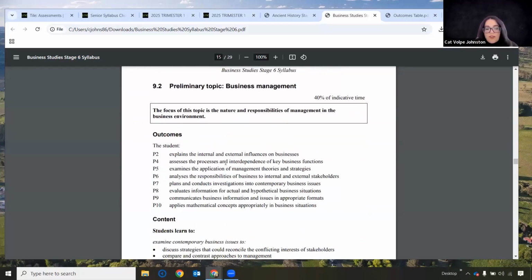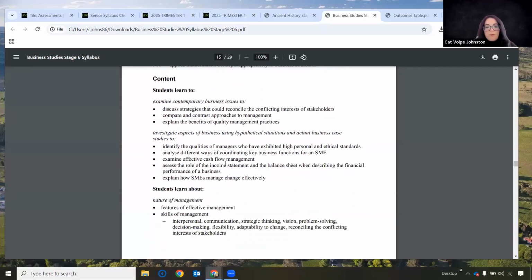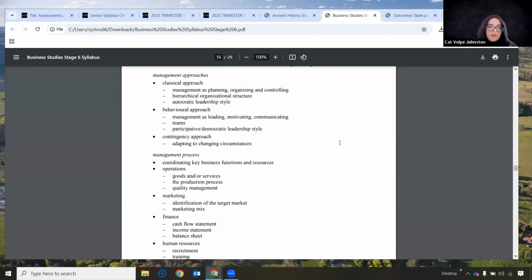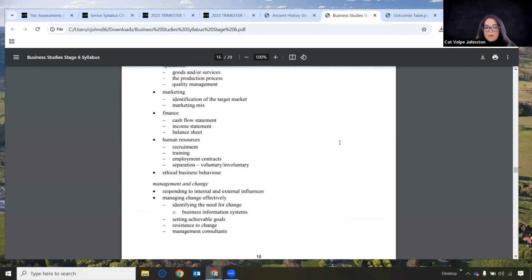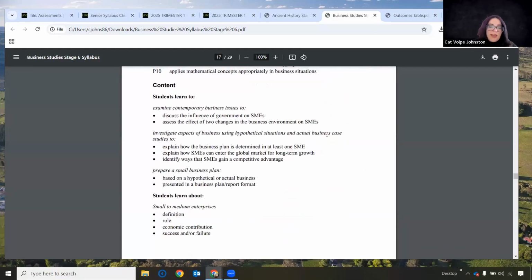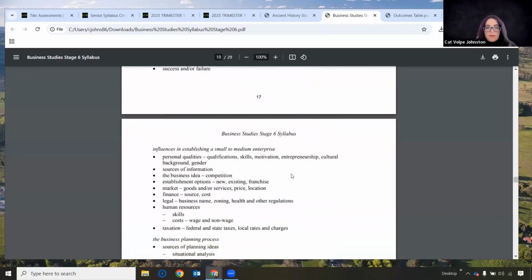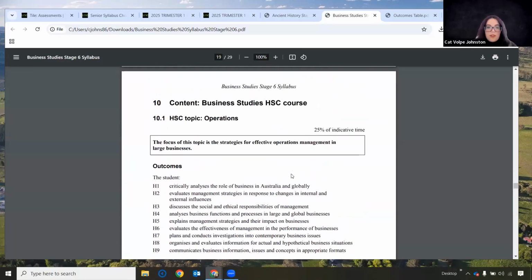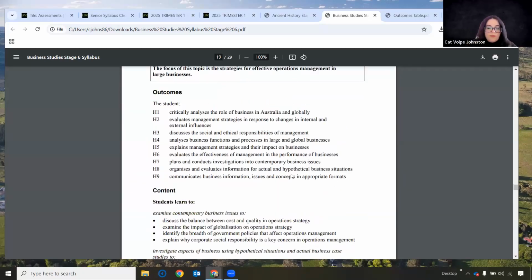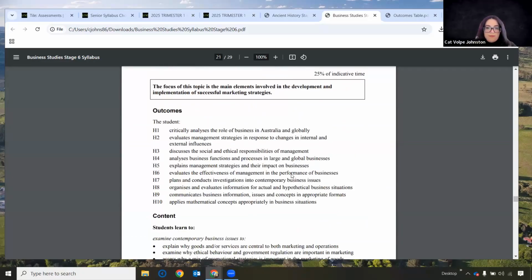So in year 11, the second unit is business management. Have a look through there. Again, we've got case studies, so having a look for those case studies can be really helpful. Business planning. Again, we've got case studies. So I would draw your attention to those sections. I think that would be really good.